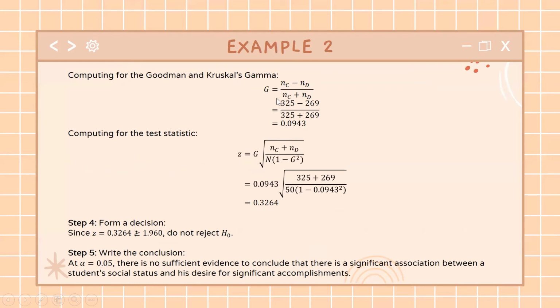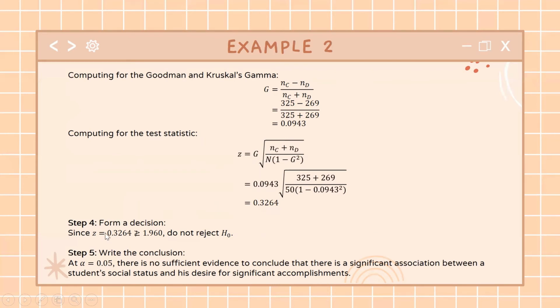And now we compute the Goodman and Kruskal gamma. G equals, we just plug the total number of concordant and discordant pairs into the formula. And we get a value of 0.0943. So now that we know G, we can compute the test statistic. Z equals, we plug in G and also n equals 50 since our sample is 50. And then we plug in the concordant and discordant pairs. And we get 0.3264.